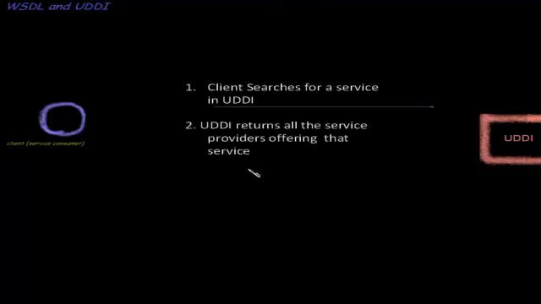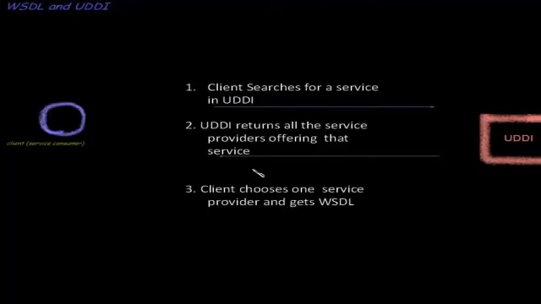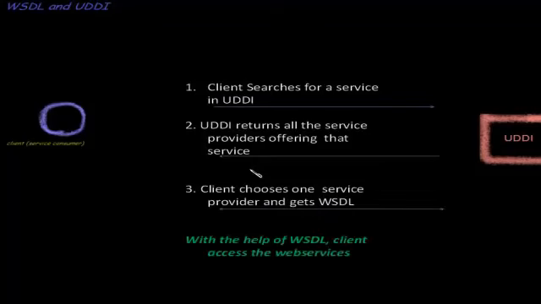And then any client who is looking for a particular service would go and hit UDDI and search for the particular service that he is looking for. UDDI would return all service providers who offer that service, and then the client will choose one service provider in the list provided and then get the WSDL file of that service provider from UDDI, and then with the help of this file the client is able to access the web service.